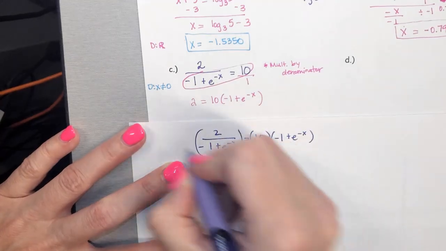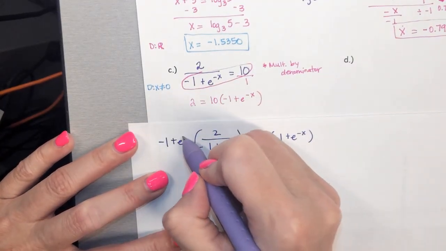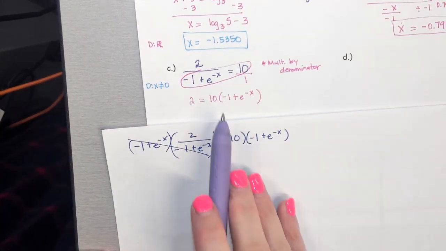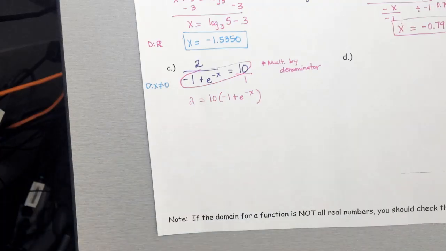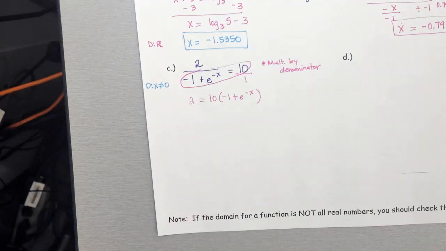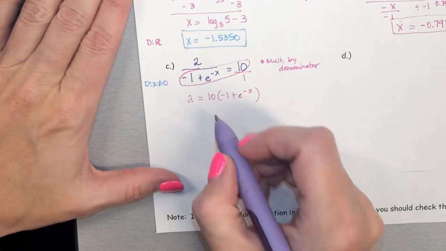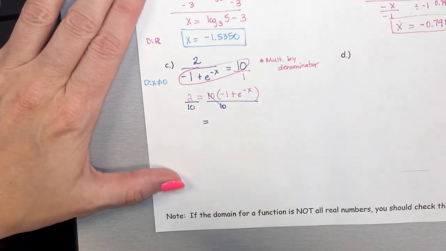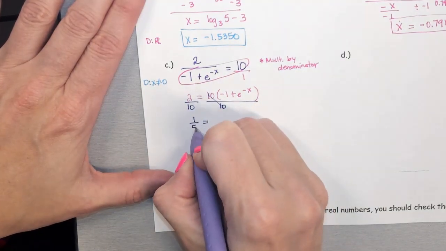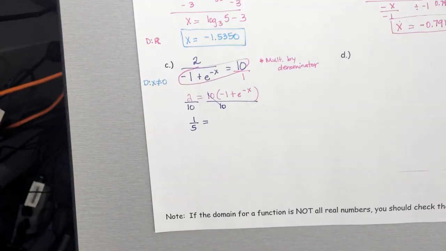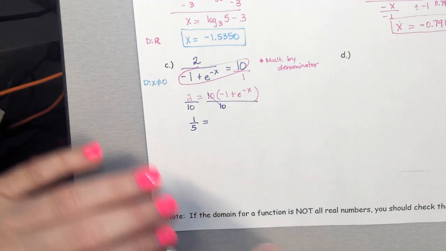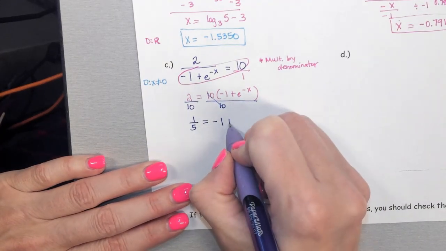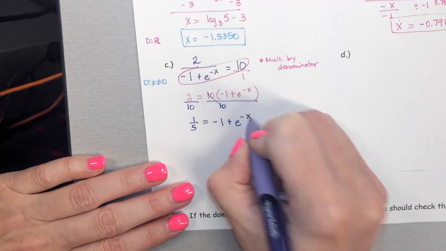Okay, you could also just rewrite, both sides are getting multiplied by that denominator. So here they cancel, that's why you're left with 2. On this side, you have this. Okay, now you are welcome to distribute. That is another way to do it, but we're trying to get e by itself, so you can also divide by 10. So if you already distributed, that is okay. We're still going to get to the same correct answer. Your steps are just going to look a little bit different. Okay, so I have 1/5 equals what's left in the parentheses, negative 1 plus e to the negative x.